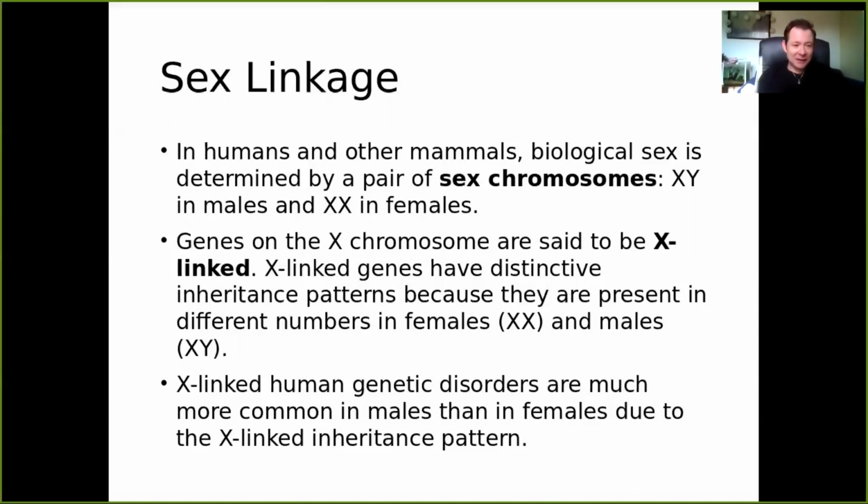X-linked human genetic disorders are much more common in males than in females due to the X-linked inheritance pattern. It makes sense. If you've got a gene that is recessive and you have only one X chromosome, then that gene is going to exhibit its effects. Whereas if you have two chromosomes, for example two Xs, and you have a recessive on one and a dominant on the other, then the effects of the recessive will be masked by the dominant.